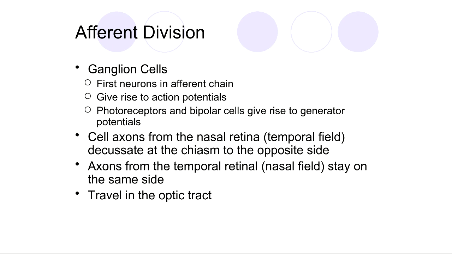So the axons from the nasal retina, which is your temporal visual field, are going to hemidecussate in the chiasm to the opposite side. So they're going to cross to the opposite side. Whereas your axons from the temporal retina are going to stay on the same side, and they're going to travel in the optic tract.